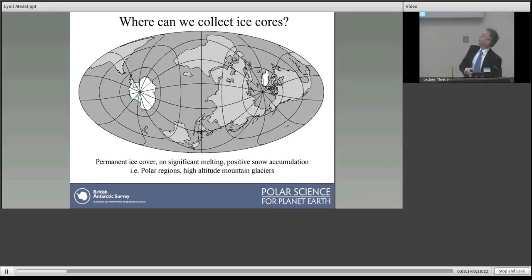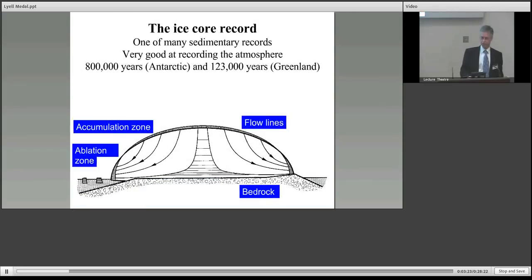My favourite map of the world because it highlights the right bits, just to show you where I tend to go, Greenland and Antarctica. And how does the ice core record work? Well, it's one of many sediments. The sediment is the ice and the things in the ice that come out of the atmosphere when the snow falls. The difference compared to most sediments is that the ice flows, and as a result the layers thin with depth exponentially. So if you want to get a lot of years, you really do have to get to the bottom, because 90% of your years are going to be in the bottom 50% of the core.